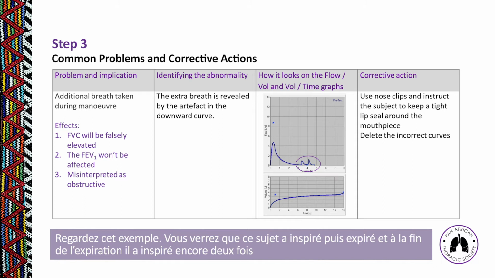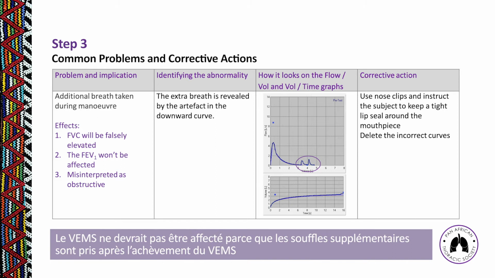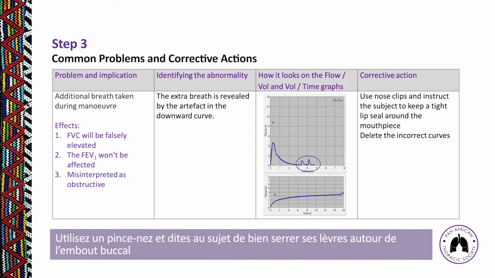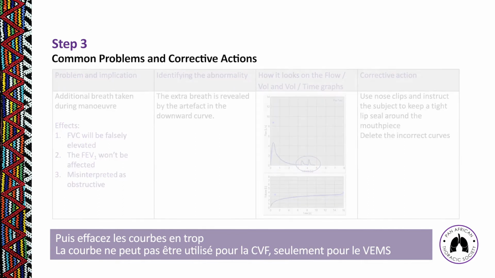Look at the next example. What you'll see here is that this patient has blown out completely and then taken 2 extra breaths. This will cause the FVC to be falsely elevated. The FEV1 shouldn't be affected in this instance because the extra breaths occur after the FEV1 has been completed. Use nose clips, instruct the subject to keep a tight lip seal on the mouthpiece, and then delete any incorrect curves. These curves can't be used at all for FVC, but only for FEV1.